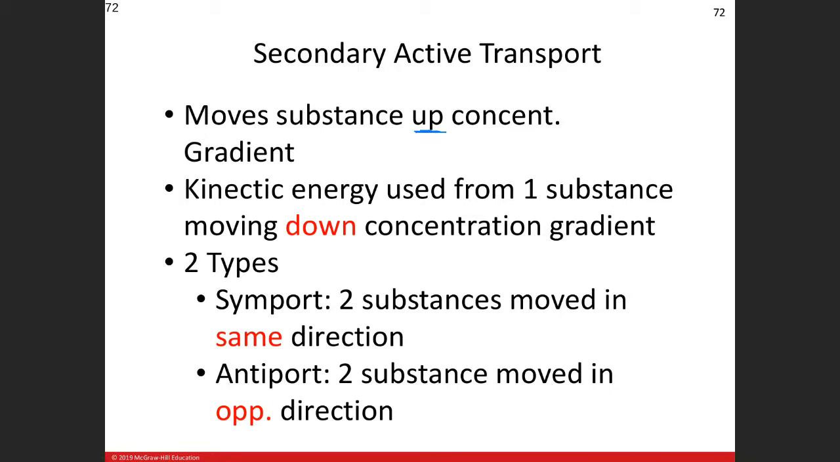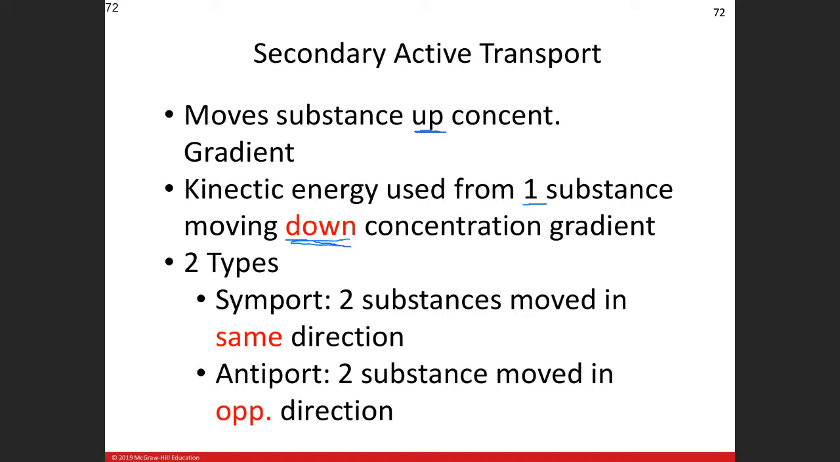When we move one substance, substance A, it will move down its concentration gradient, like the diffusion phenomenon of something moving from an area of high concentration to an area of low concentration. Substance A, as it's moving down its concentration gradient, will generate kinetic energy. And therefore, we can move substance B up its concentration gradient with that energy.